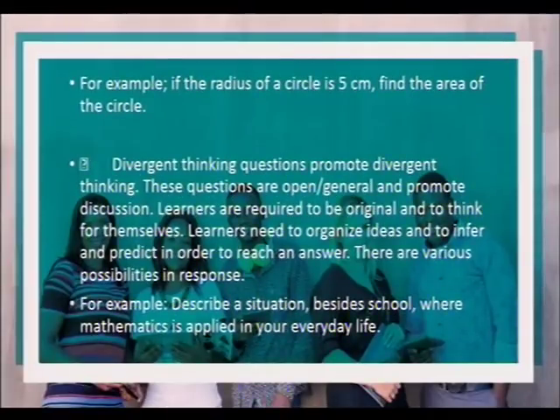Let's look at the divergent thinking questions. First, let's have a look at this example for a convergent. If the radius of a circle is 5 centimeters, find the area of the circle. That's a convergent thinking question. You are provided with the radius already. Now find the area. You are given information. Remember formulas for area, to be able to apply them to get to the answer. That's what we mean by convergent.